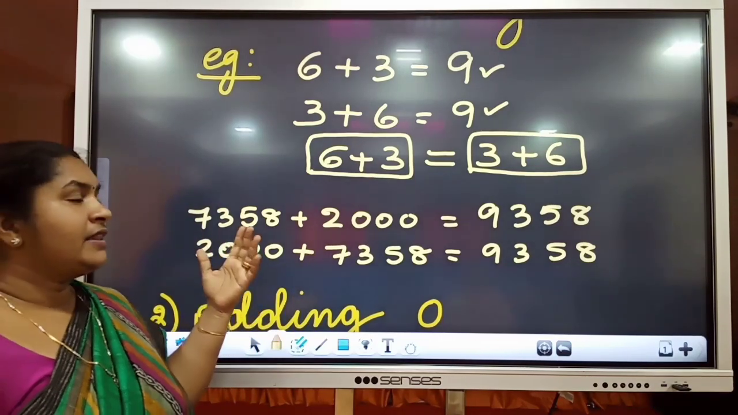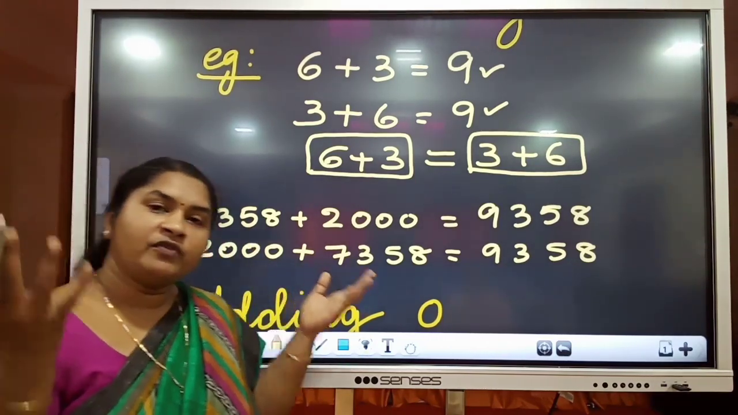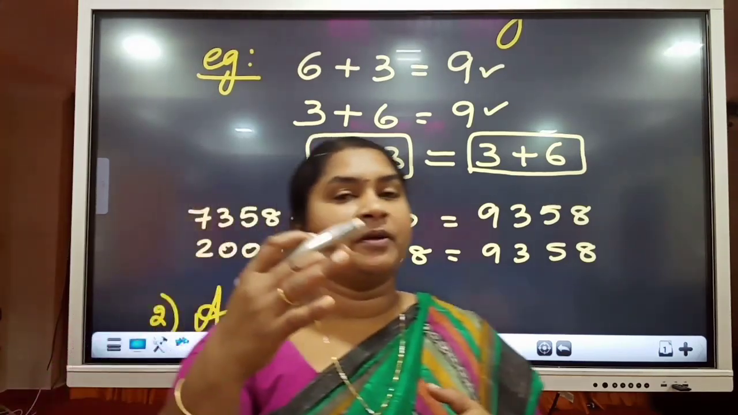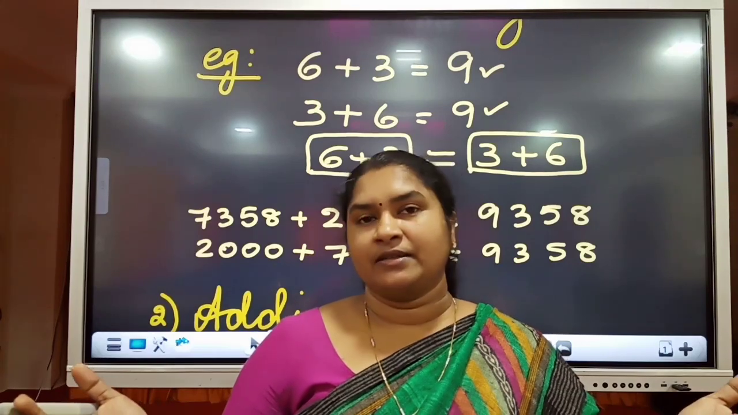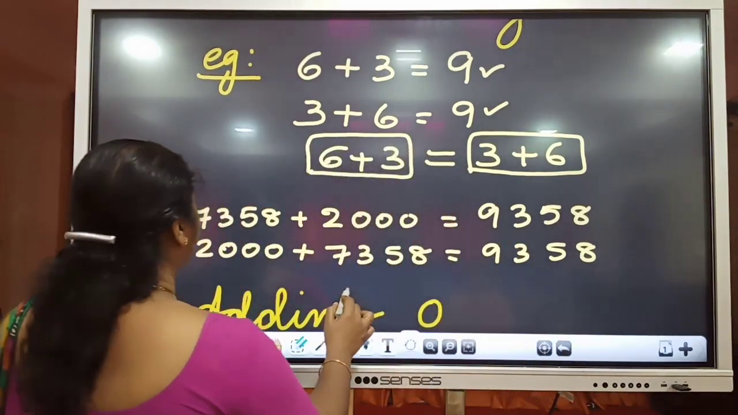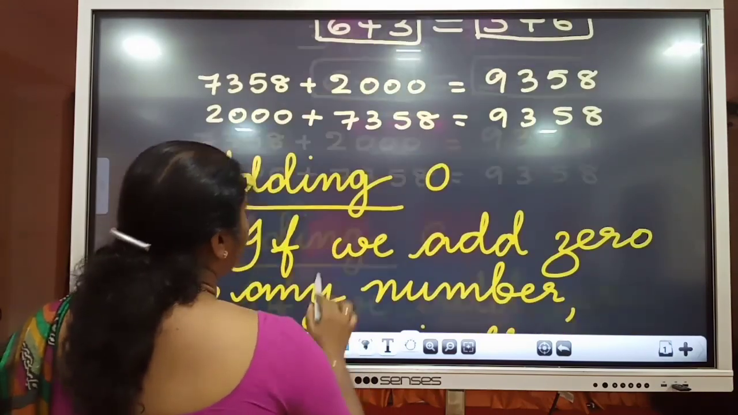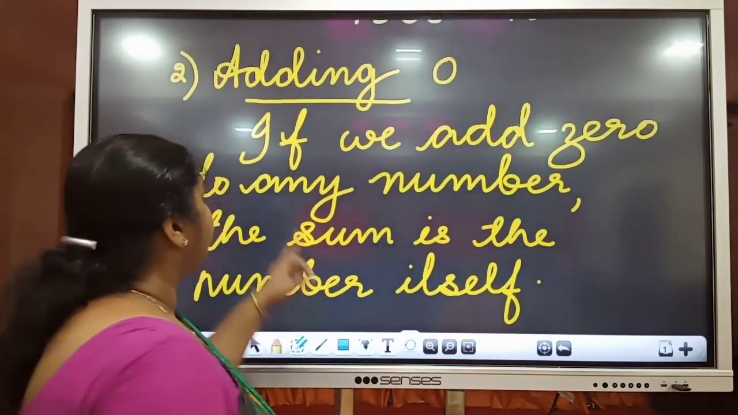So don't worry whether top to bottom or bottom to top I can add. You are free to add from top to bottom or bottom to top. There is no change in the result. Okay, that's the first property. Now we move to the second one. These things you know, but anyway it is time to write it as a property.